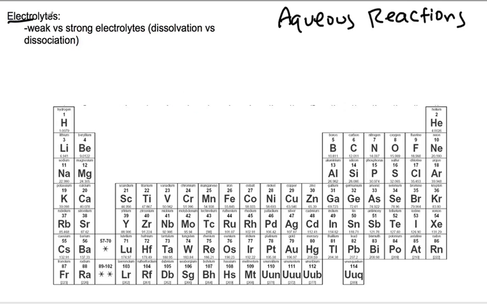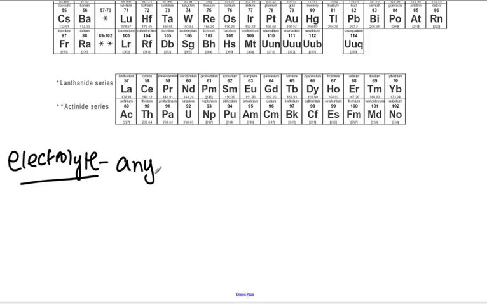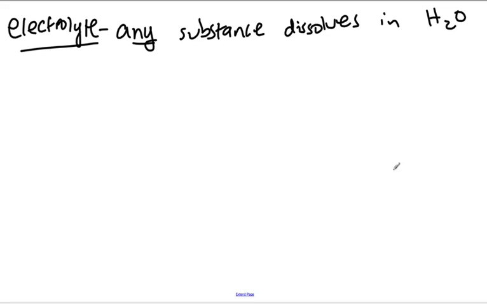First, we begin with a definition of an electrolyte. An electrolyte, by definition, I'm going to write this on the board. You might want to take notes as you're learning these lectures. An electrolyte is any substance that dissolves in water. And I'm going to omit the preposition "that." And as you know, H2O is dihydrogen monoxide, which is water.